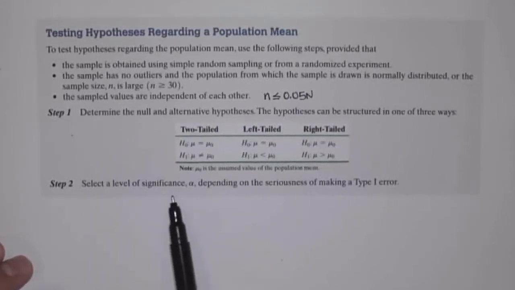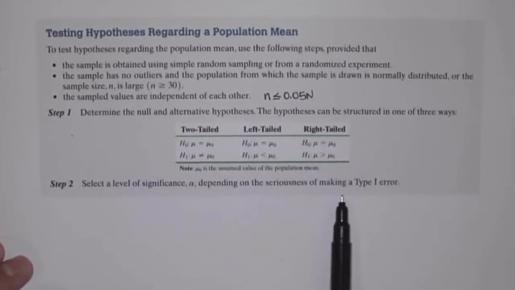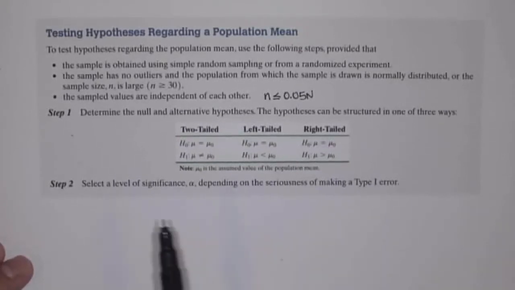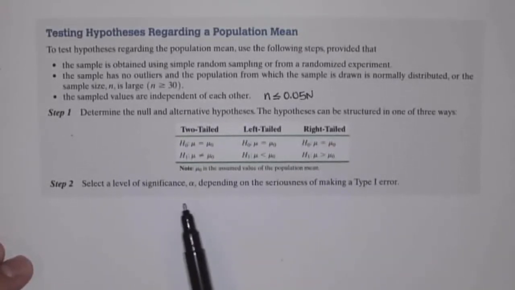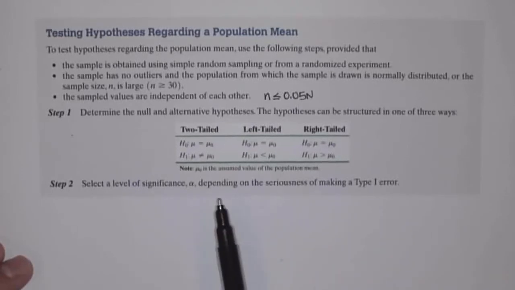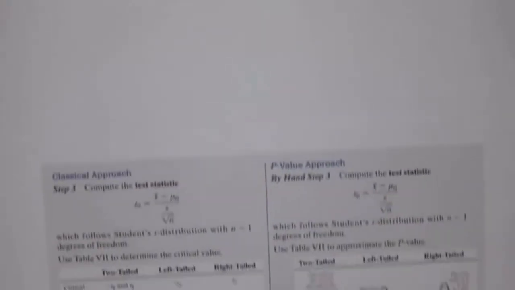Step 2, select the level of significance, alpha, depending on the seriousness of making a type 1 error. Again, you're generally going to be told what to use for alpha, but in real practice, you have to make that decision yourself, and it will depend on the seriousness of making a type 1 error.